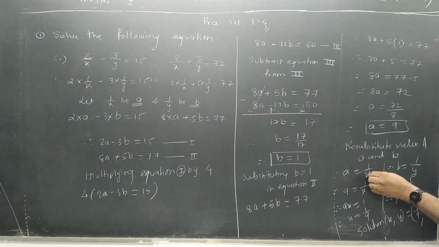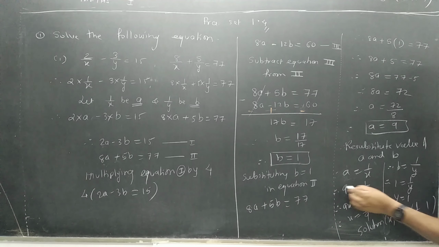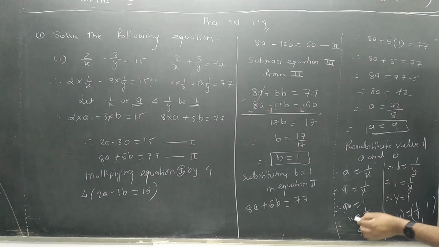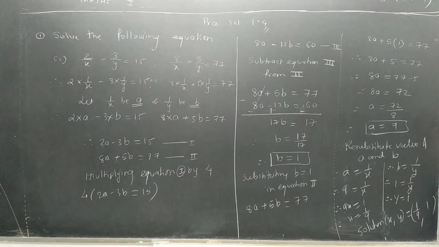What is a? 1 upon x. What is b? 1 upon y. What is the value of a? It is 9. So if I cross multiply, I'll get 9x is equal to 1, or x is equal to 1 upon 9, or y into 1, y only, is equal to 1. So what is the value of this? x, y is equal to 1 upon 9 and 1. This is the answer. Please copy it down properly by pausing your video.